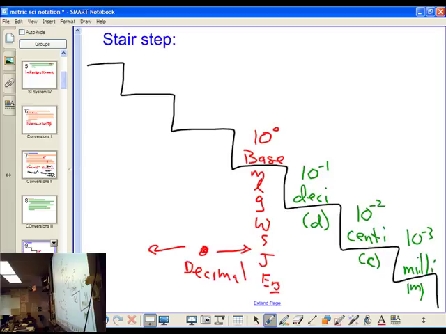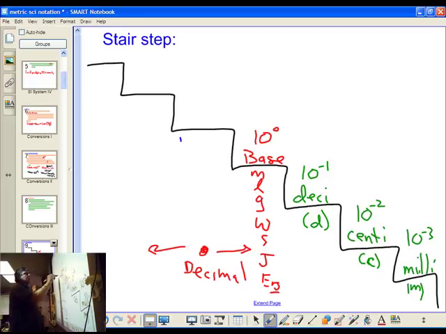All right. Now notice also the ones going down, all the negative ones are lowercase. There's one exception to that. But if you see a lowercase letter, you should be thinking negative power. There is one exception you have to remember to that. But all of the lowercase ones except for one are going to be negative power.